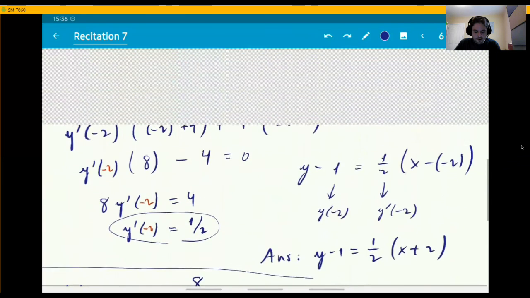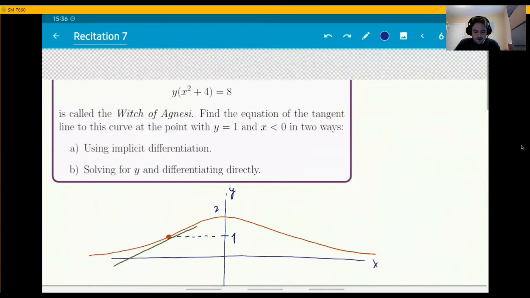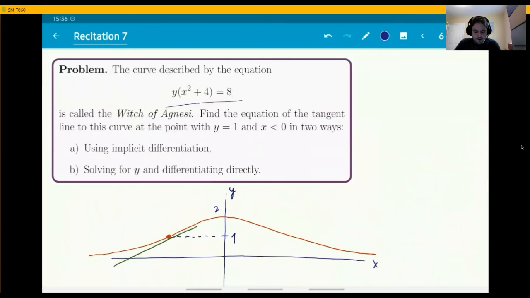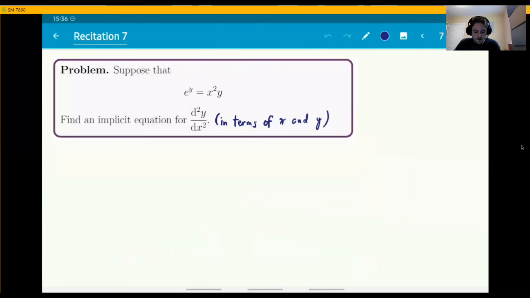Now, of course, this is not always possible to do. This was a very easy equation to solve explicitly. The previous one really was not possible. Now, moving on to the next problem. This is the last one.